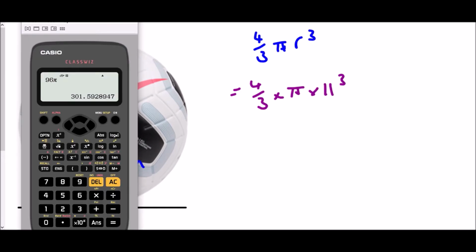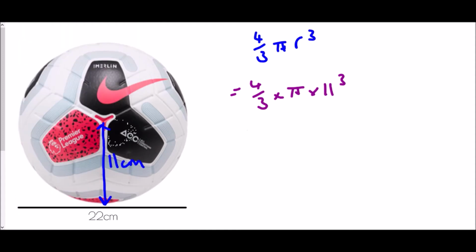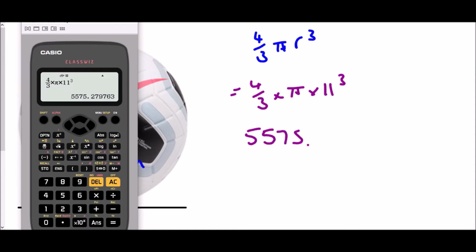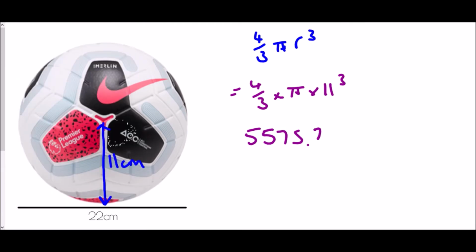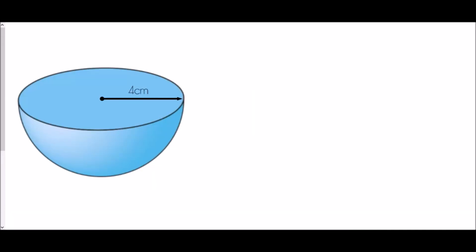And all I'm going to do, once again, is grab my calculator and type in exactly what we have. 4/3 times pi times 11 cubed, and that is 5,575.28 centimetres cubed. Now, what if it is a hemisphere?